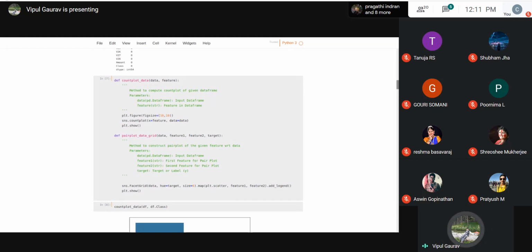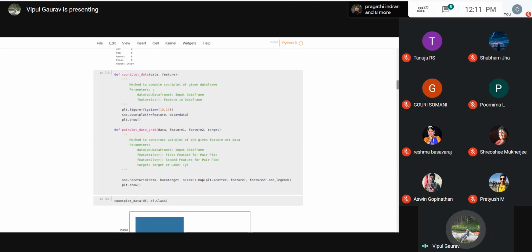Cool, I'll proceed then. So now we need to actually visualize our data properly. What's actually happening in our data? So the first thing which we'll be making is something called a count plot. A count plot is basically a data visualization function which simply counts how many values are present.